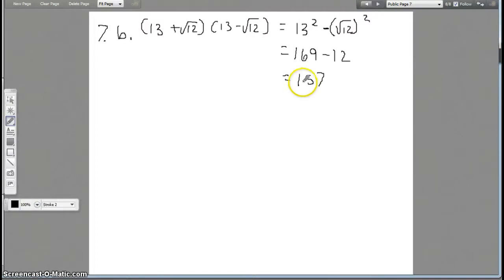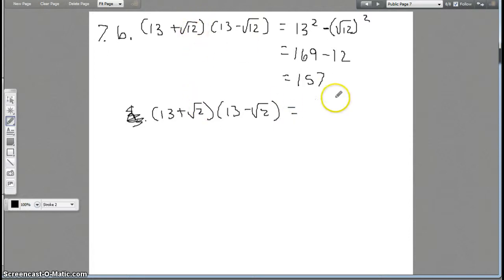Okay, let's look at part, where are we? 7, part D. Part D says, oh, I'm sorry, I miswrote part B. That's supposed to be 13 plus the square root of 2 times 13 minus the square root of 2. In this case, it's the same kind of problem. I just wrote a root 12 instead of a root 2.